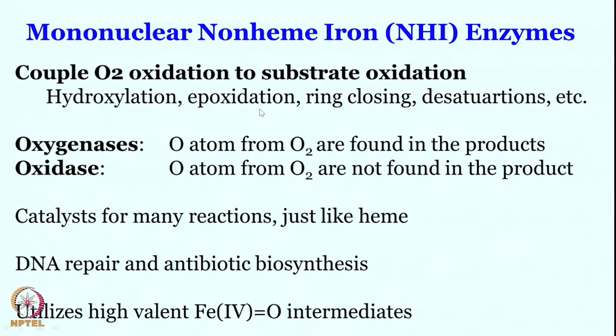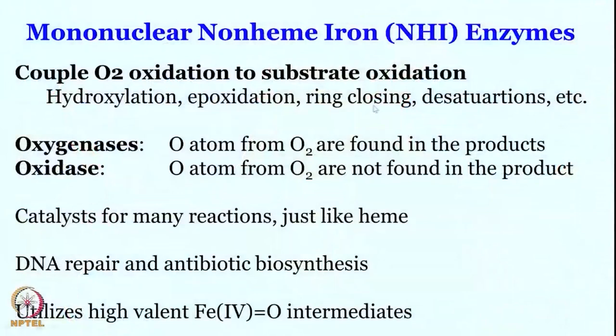Epoxidation effectively, whatever olefin needs to be epoxidized can be done. Ring closing, you asked, nature did it. Desaturation, absolutely perfect. There are many other reactions, this is just a short list. N-dealkylation done. Sulfoxidation done, whatever you need. Of course, you may not need it, but if you want to do it using an enzyme, it can be done. So these non-heme iron enzymes are coupling oxygen oxidation to substrate.